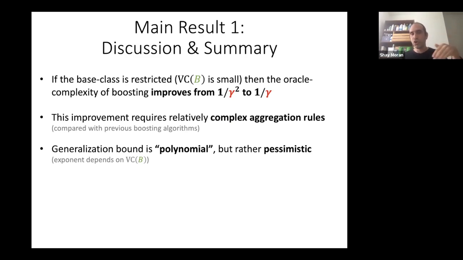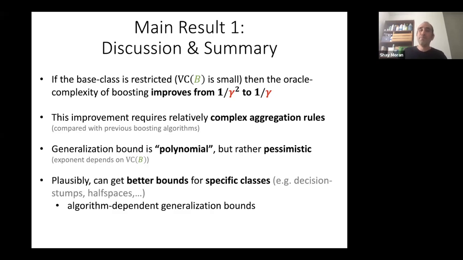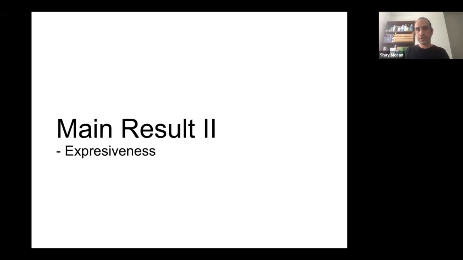So the degrees of the polynomials depend on the VC dimension in a pessimistic way. But plausibly, you can get better bounds for specific classes, decision stumps, half spaces. And here, maybe you can use the algorithm-dependent generalization bounds that we proved. Okay. So we're done with the first part.